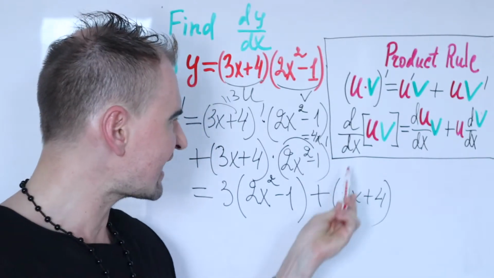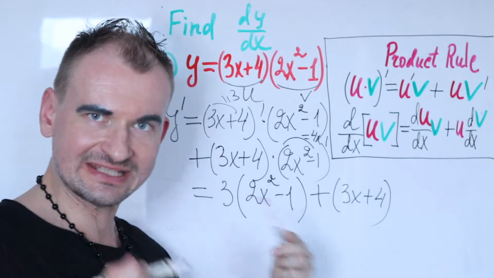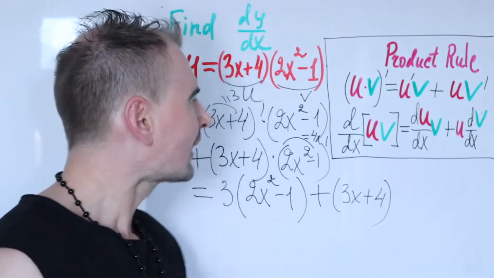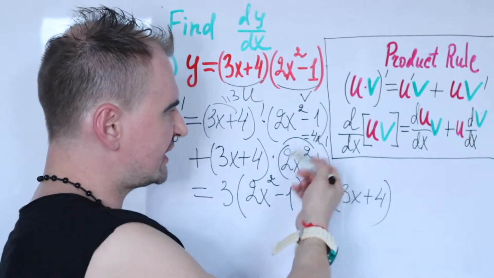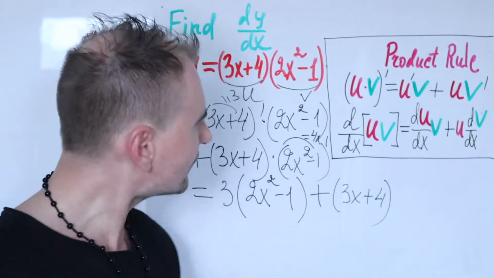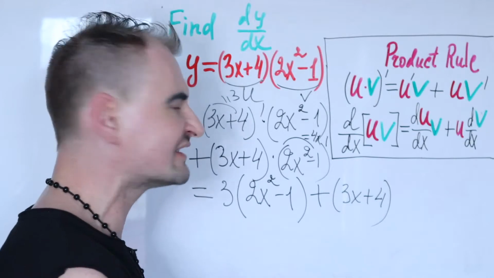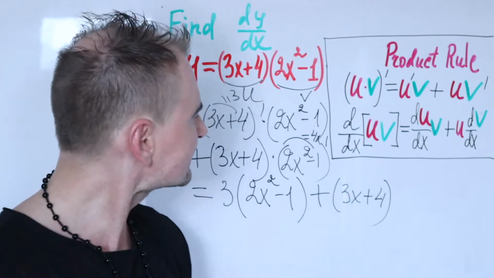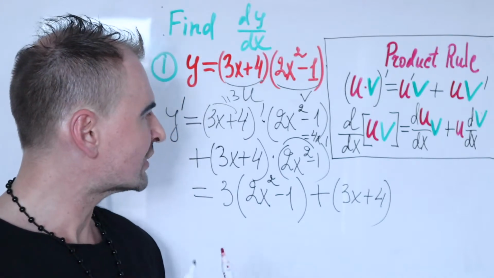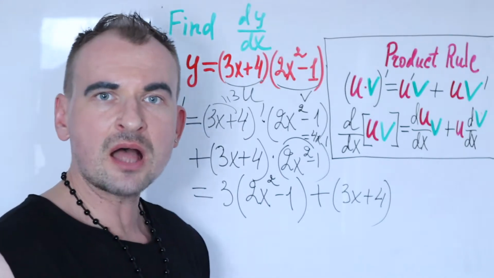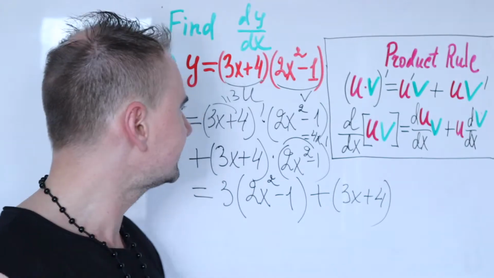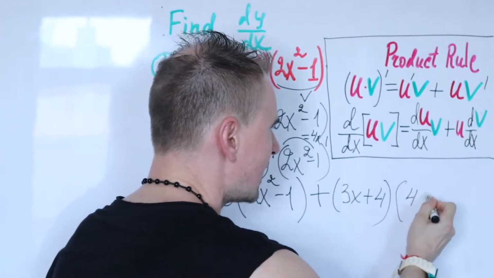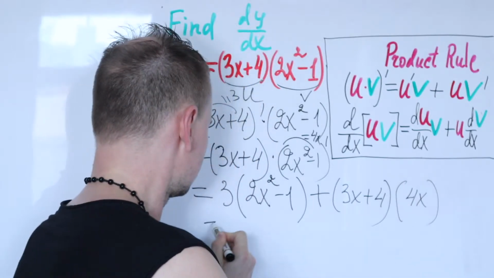So same thing goes for here. You simply apply the power rule. The derivative of minus 1 is just 0. The derivative of 2x squared, by the constant multiple rule to be precise, you would be left with 4x. So this one gets multiplied by 4x.